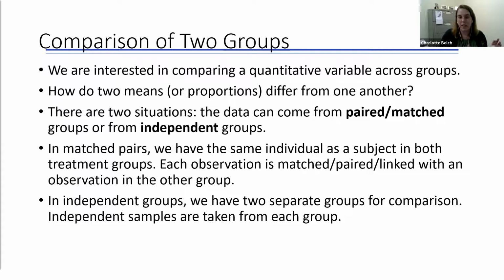And then independent groups are just two separate groups for comparison, so independent samples are taken from each group. An example of independent groups would be a clinical trial, where patients are usually randomized into two independent groups, those who are given a drug and those who are given a placebo. Each patient is only in one of those two groups.